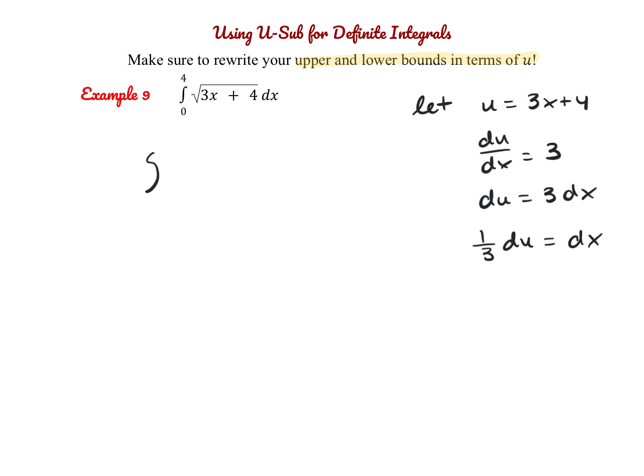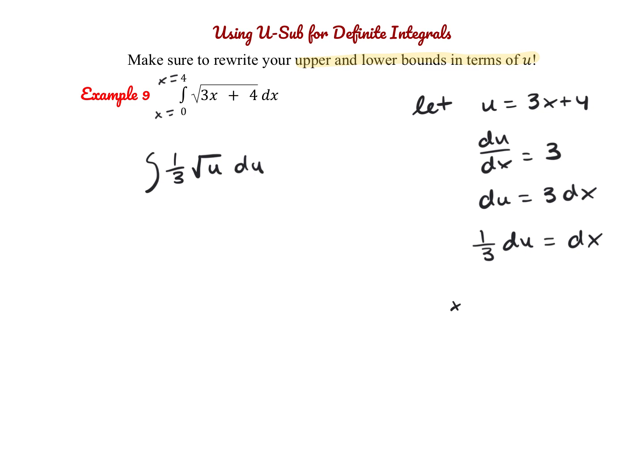All right, so remember I'm replacing dx with 1/3 du, so I'll put the 1/3 out front, and then we have the square root of u and then du. Notice that I left these blank for right now because they used to be 0 and 4, but those are the x values. So we actually now need to adjust those for u. It's easy to do. We're just going to replace it here.